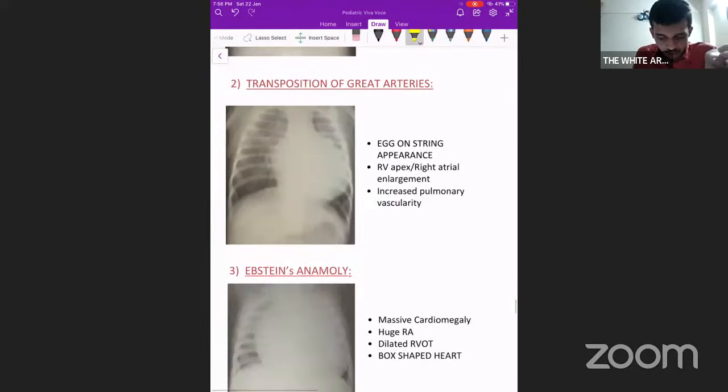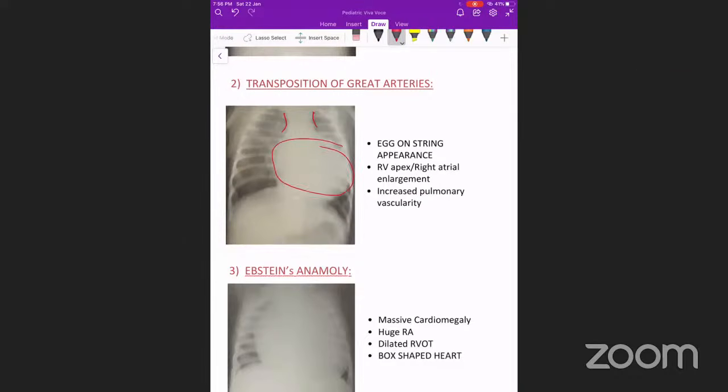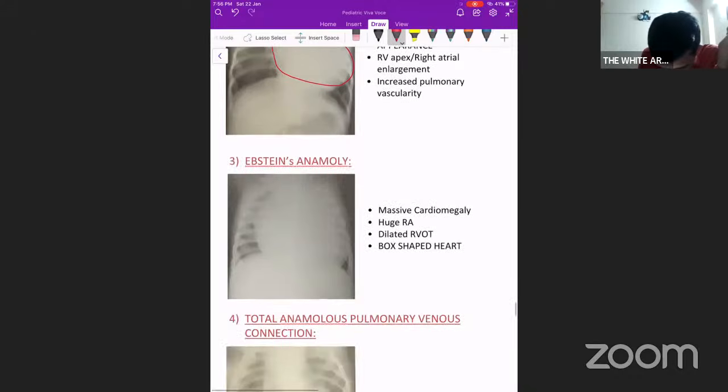Next is your transposition of great arteries. Over here, you get the egg-on-string appearance. Okay. Next is your Ebstein's anomaly, and over here you get the box-shaped heart. Okay, because of the massive cardiomegaly, you get what is called the box-shaped heart.